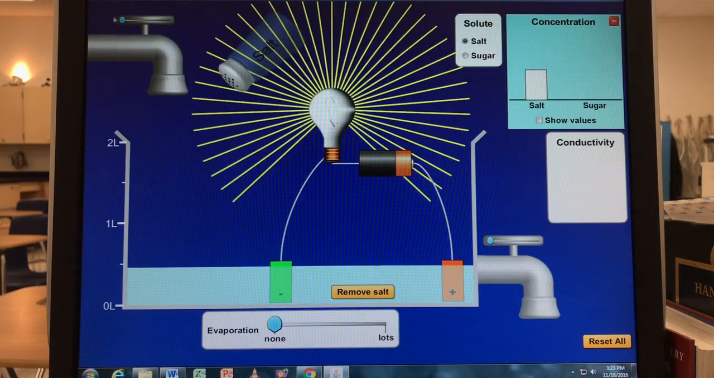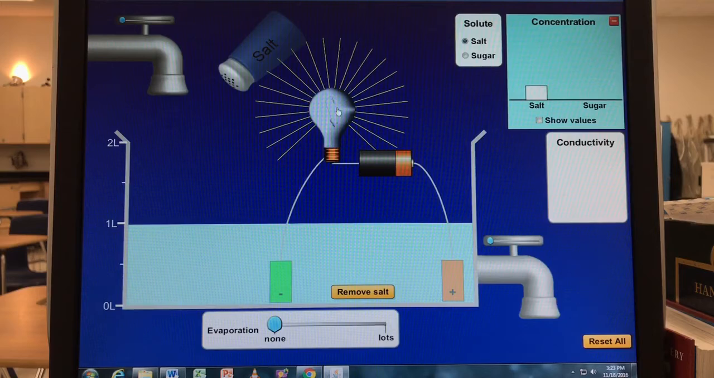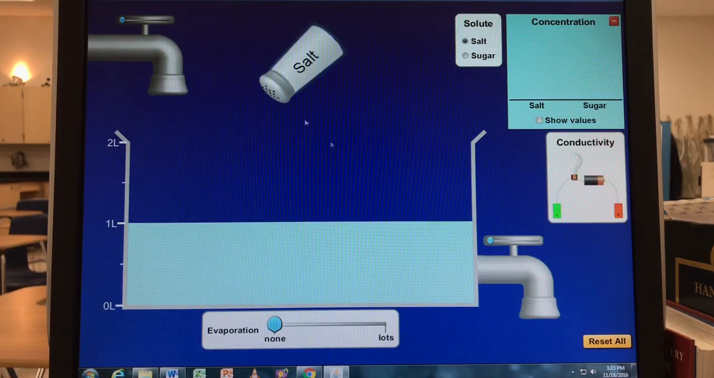And when we add more pure water, the concentration of that salt decreases, and that's directly linked to the conductivity of that water. So that's interesting. Okay, anyway, so then it says to click reset all. So now we're on 16D. So 16D, click reset all, and go to the sugar.